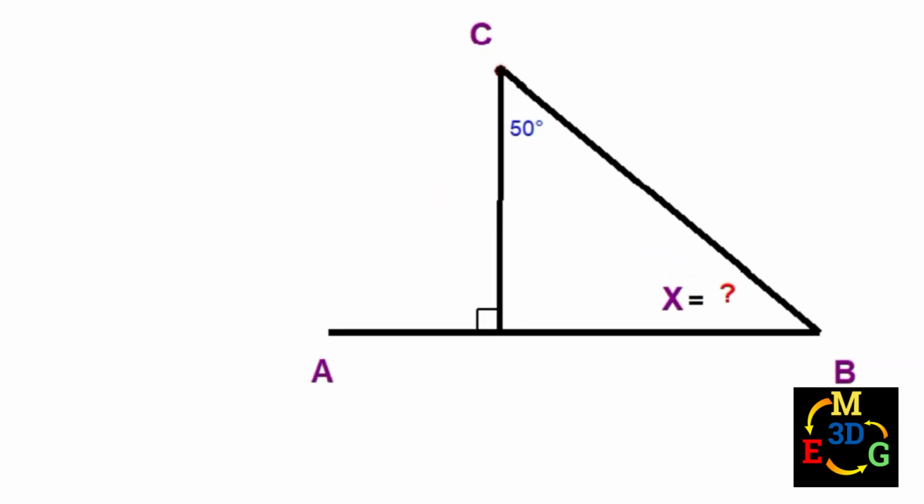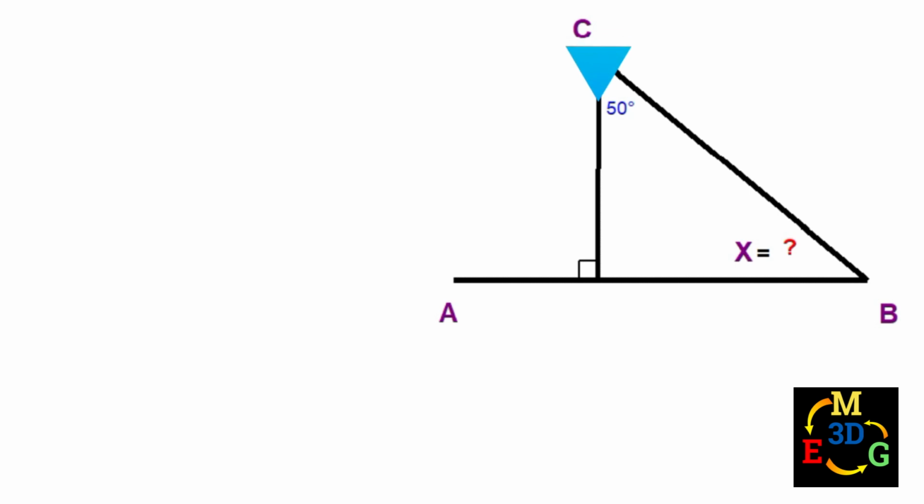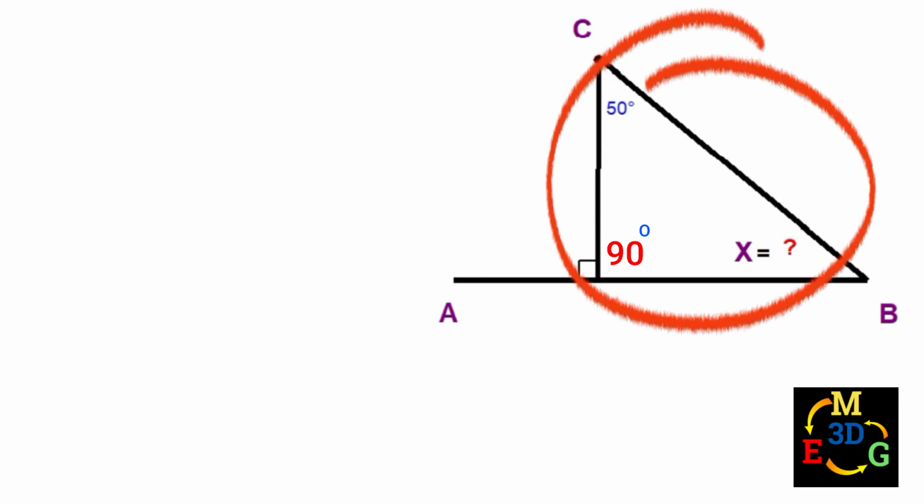Let's look at the solution. Since the line drawn from C is perpendicular to AB, this angle is equal to 90 degrees. We all know that the sum of the angles of any triangle is 180 degrees.